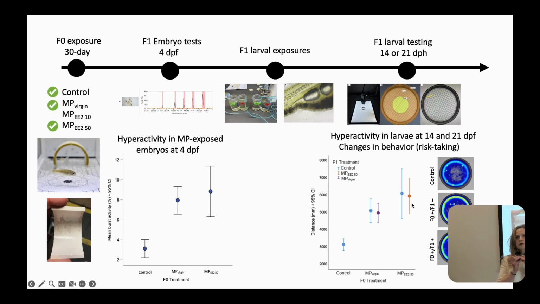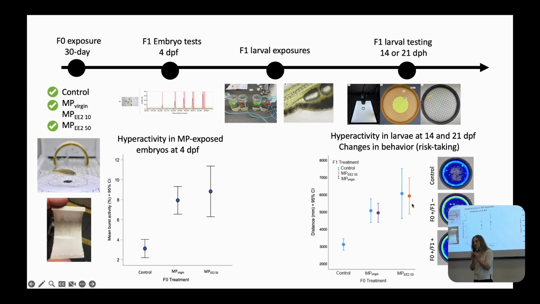However, when we expose the F0 generation and then we look at the downstream effects on the F1 generation, we see much greater results on embryos and larvae. So if we take parents, we expose them for 30 days, we collect their embryos, which is what you see in that first set of panels there. And then at 4 days post-fertilization, we assess their activity levels in the chorion using tracking software. And so when we do that, we see quite a bit of hyperactivity happening in those embryos whose parents had been exposed to microplastics either alone or in combination with the EE2.